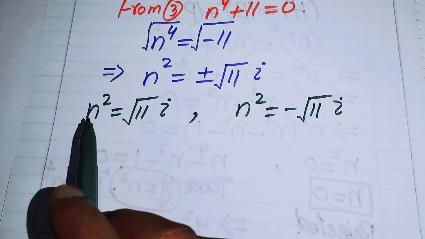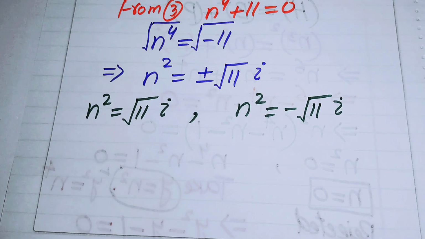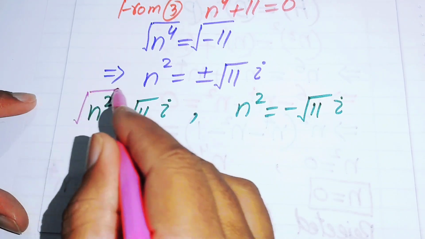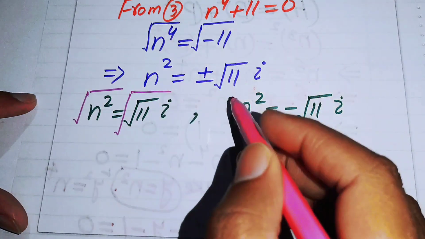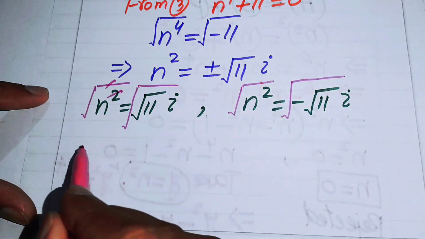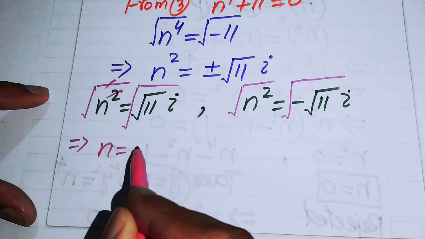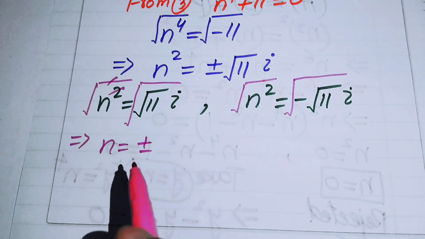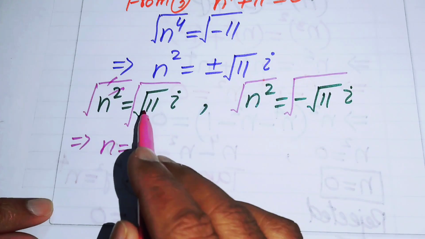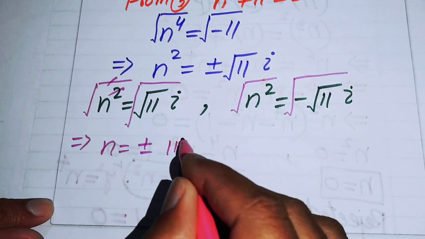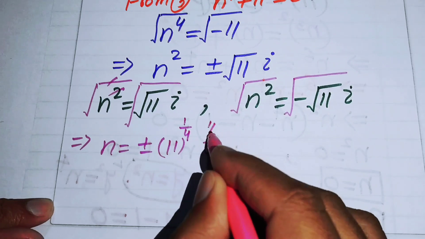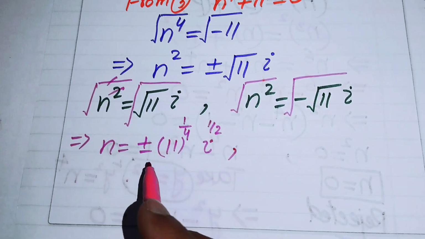Now in order to remove this square sign, we again take the square root on both sides in this form. So you will get here the square and square root are cancelled by each other, and you get here n equals plus minus the square root. Here you just write this expression as 11 and its whole power 1 over 4, and you write iota and its whole power 1 over 2. So these are the two roots we will get.